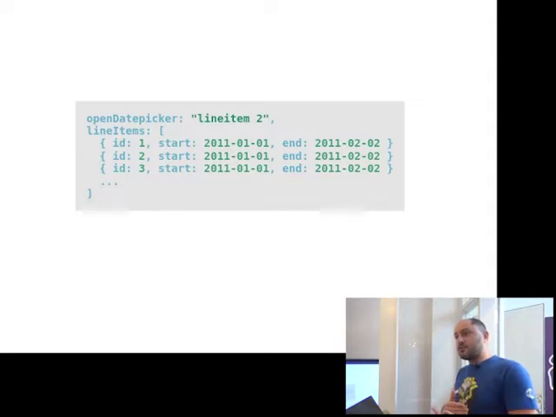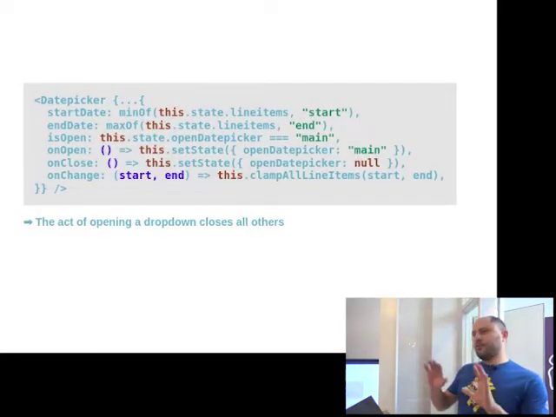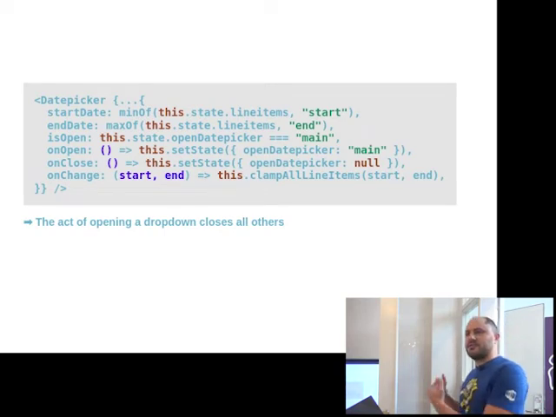This means that at most one date picker is going to be open. So let's go fully into the React world. We have our date picker component. We pass the start date and the end date, where we're calculating the minimum and the maximum.